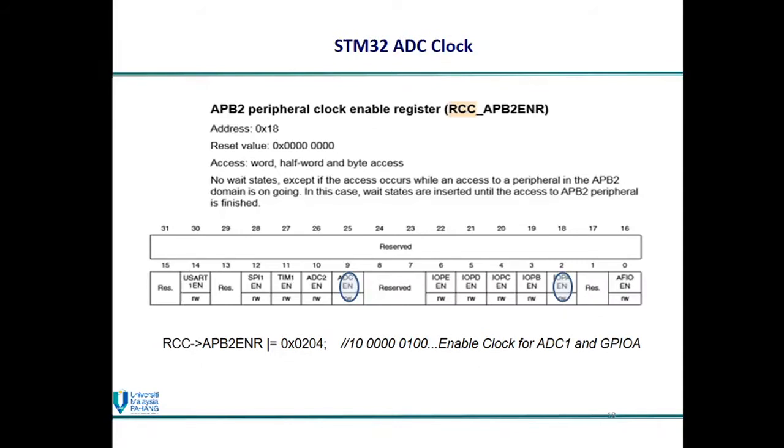Okay, for example, if we are using ADC 1, we can write code to enable the ADC clock and GPIO clock. So this code: RCC APB2 enable register is equal to 0x0204 in hex. The 04 is because this is 0100, so it becomes 4. This is 0000 and then 0010, this is 2. So the hex is 0204.